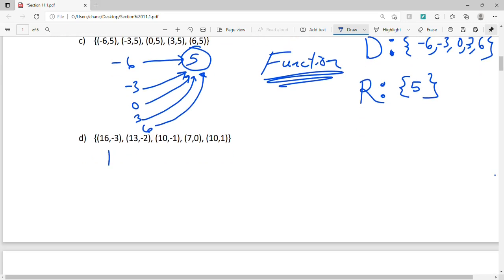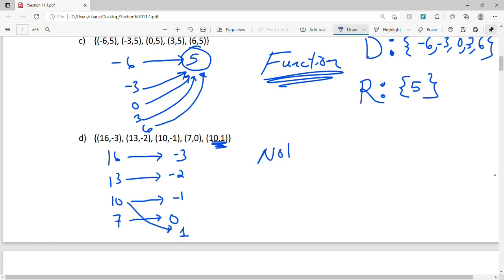In part D, let's determine if this is a function. Let's draw a picture out. It seems that every single number gets sent to a unique number so far. But if you look at the last one, we have a 10 also getting sent to a 1. So this is not a function. It fails at the very end. This is not a function because the 10 has two different outputs, that -1 and that 1. So this is not a function.